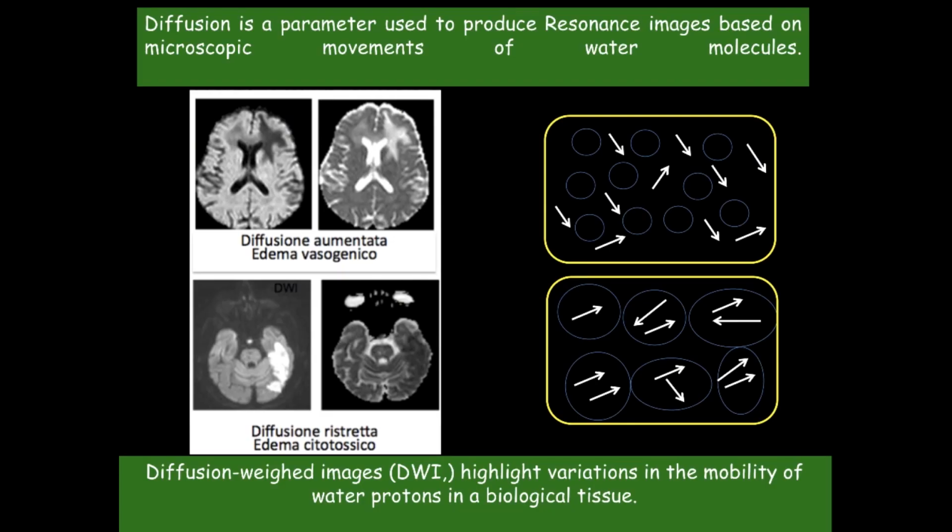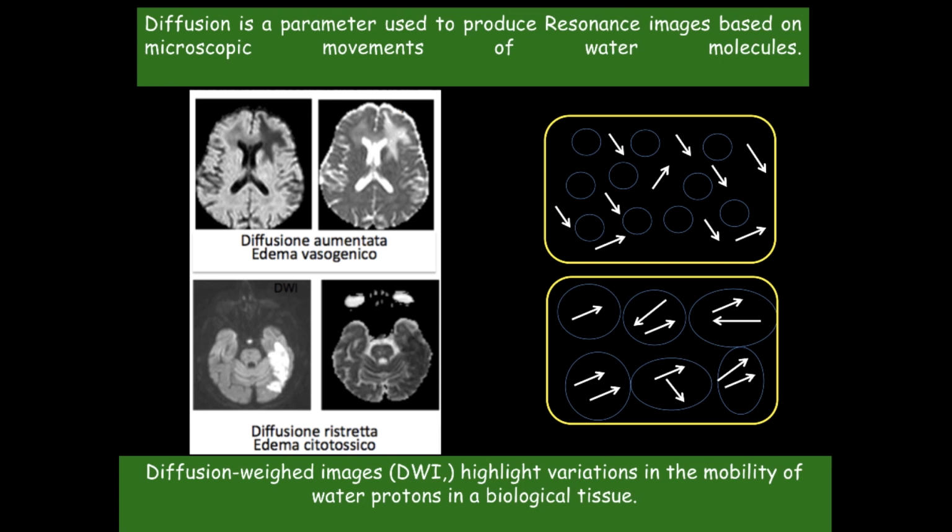When we are talking about diffusion, what are we talking about? Diffusion is a parameter we use in magnetic resonance imaging and is based on the Brownian or microscopic movement of water molecules. Water molecules are generally very free to move around, and their movements are chaotic, absolutely. But if we're talking about an ischemic stroke, or a stroke in general, we can see there's a lack of blood supply in a determined region.